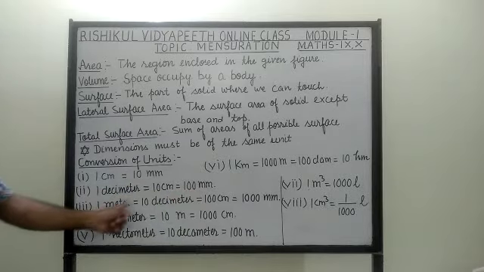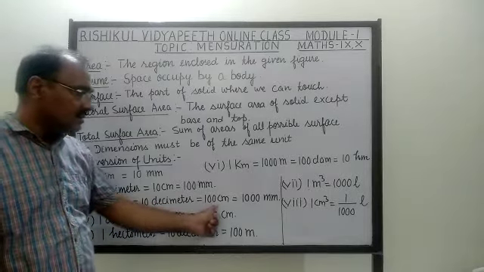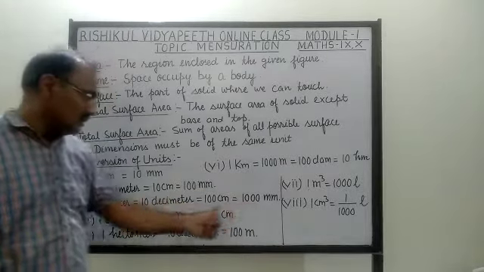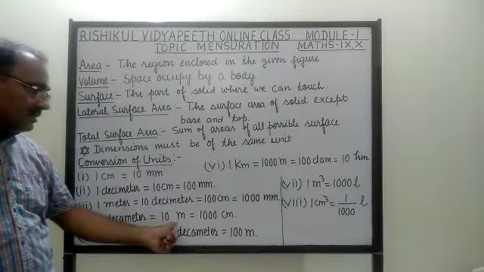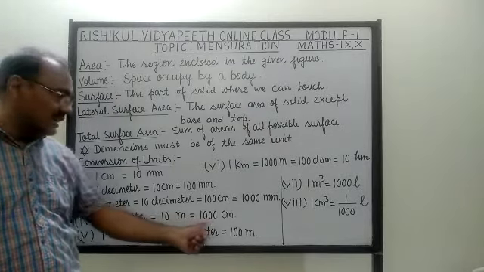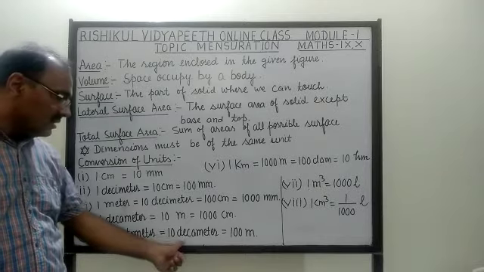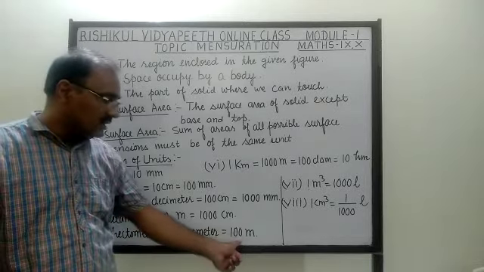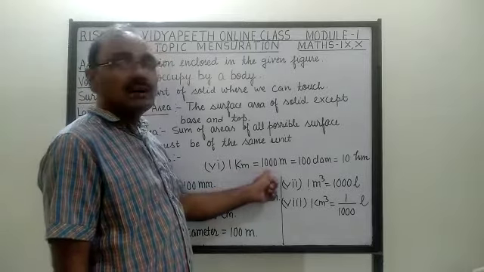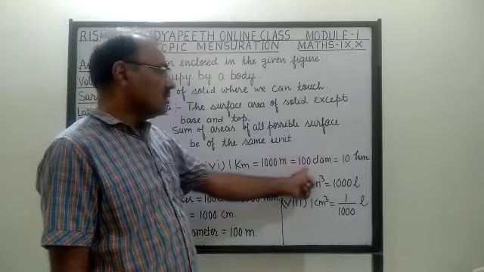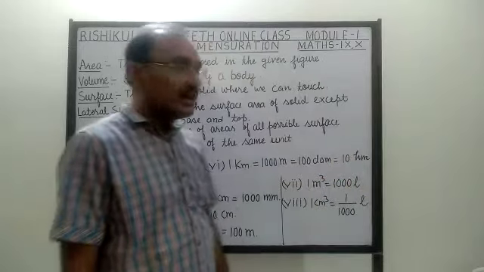1 meter equal to 10 decimeter equal to 100 centimeter equal to 1000 millimeter. 1 decameter equal to 10 meter equal to 1000 centimeter. 1 hectometer equal to 10 decameter equal to 100 meter. And next one is 1 kilometer equal to 1000 meter equal to 100 decameter equal to 10 hectometer.